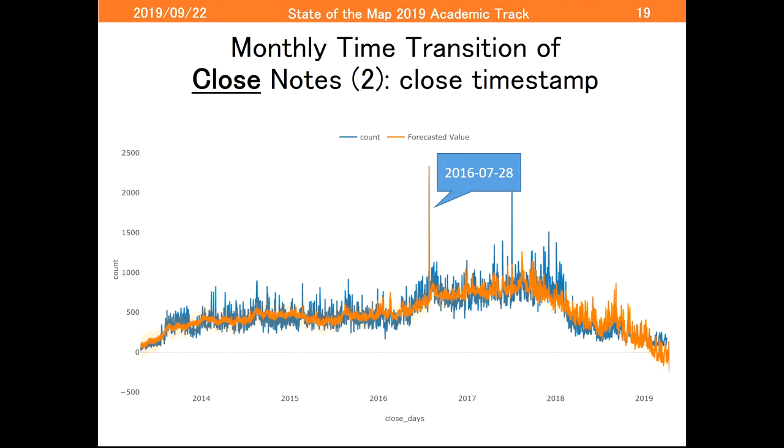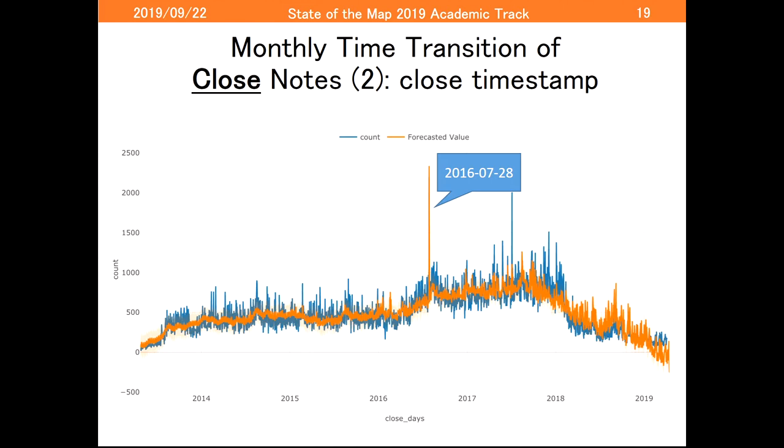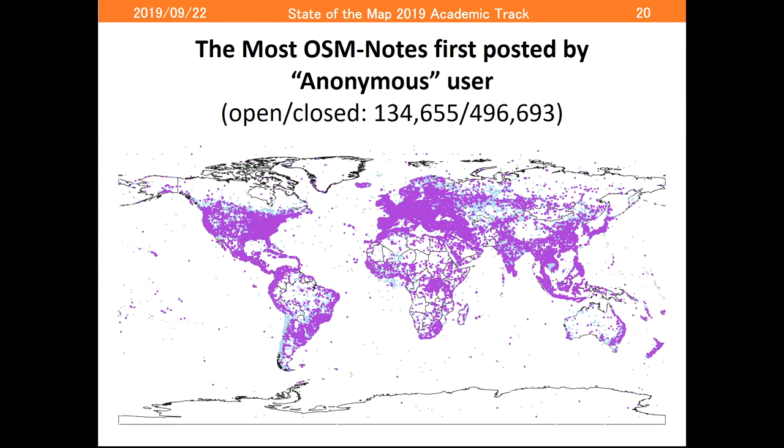And also, for closed notes and closed timestamps, the highest date is July 2016. So anyway, it is about 2 years later that the timestamp is closed in the OSM note. And also, we analyzed some cases of the OSM notes analysis, which we now show, as users and specific comments for the last 10 minutes.